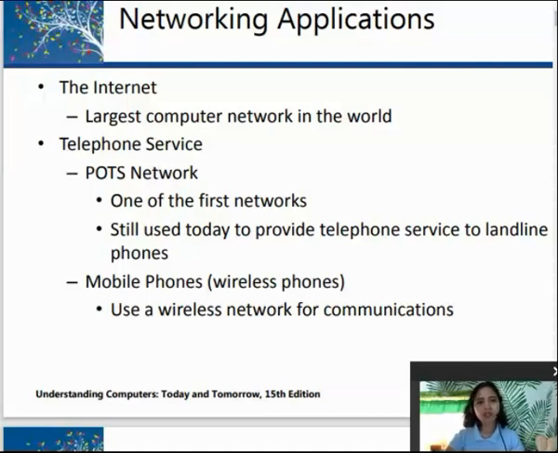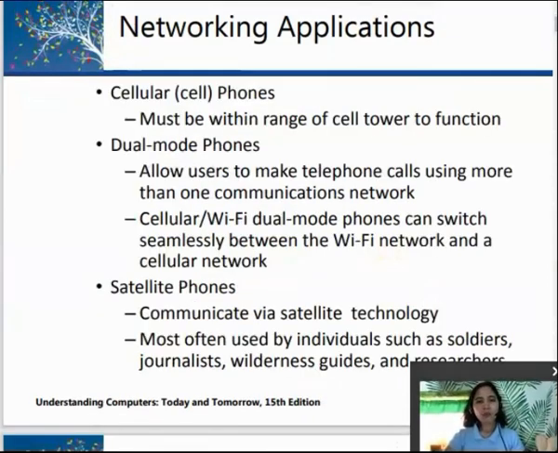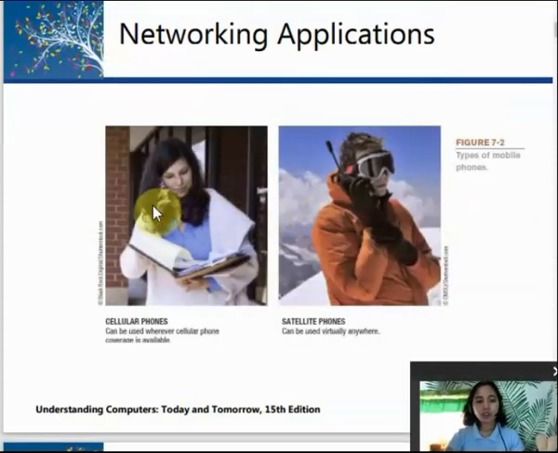For making phone calls while on the go, mobile phones use wireless networks for communications. Other examples of mobile phones are cellular phones or cell phones and satellite phones. For cellular phones, you must be within the range of a cell tower to function, and satellite phones allow you to communicate via satellite technology. On the other hand, we have dual mode phones that can utilize more than one network, such as to place calls via both a cellular and Wi-Fi network. So this is what a cellular phone looks like, and this is for satellite phones.